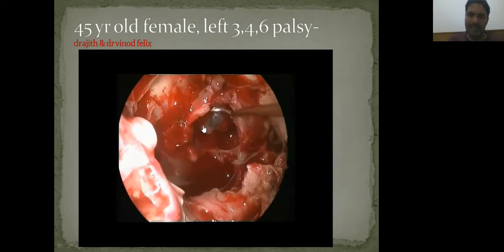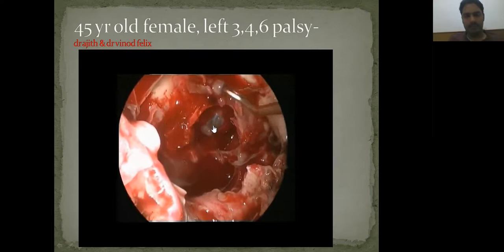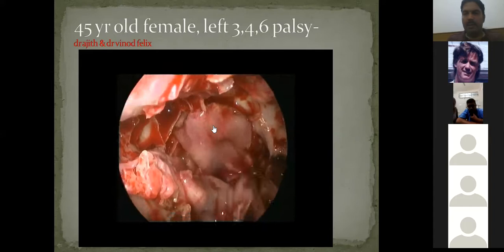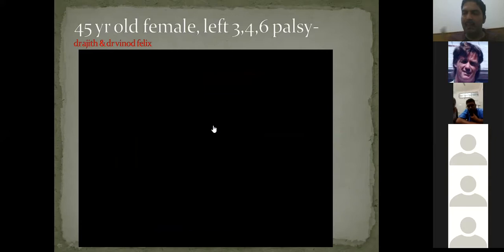You can see the diaphragm herniating down. And that's the end of surgery. No CSF leak. Just put a nasoseptal flap back to the sellar cavity. And the third, fourth, and sixth cranial nerve palsies completely recovered on post-op day 1.